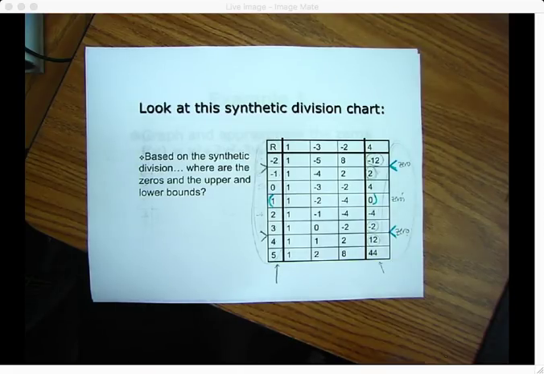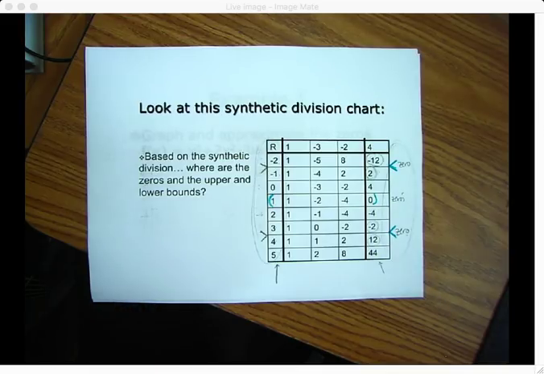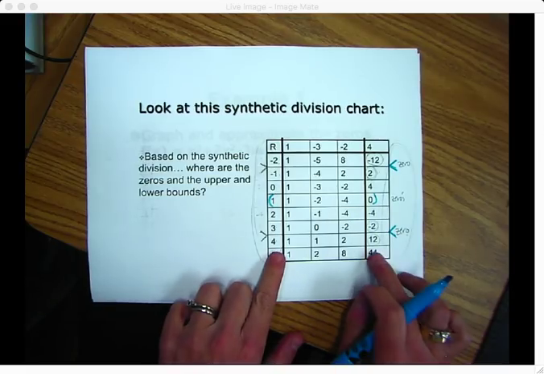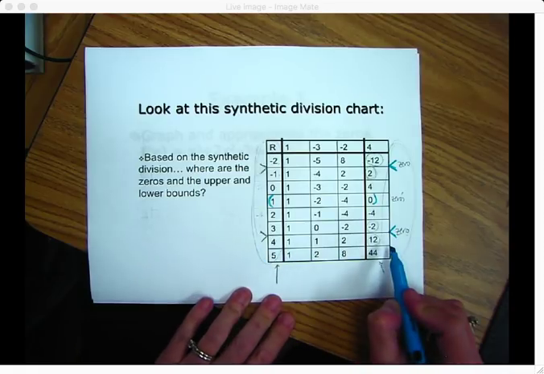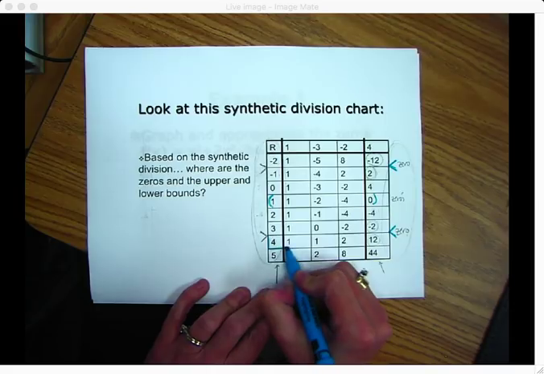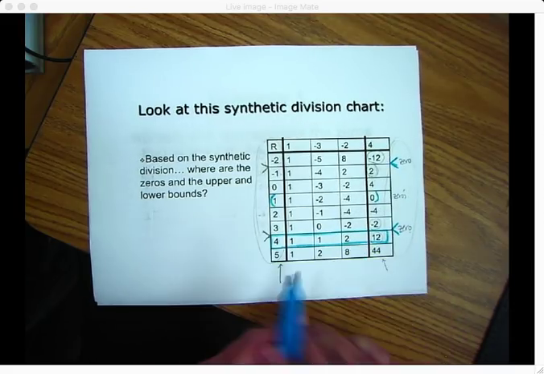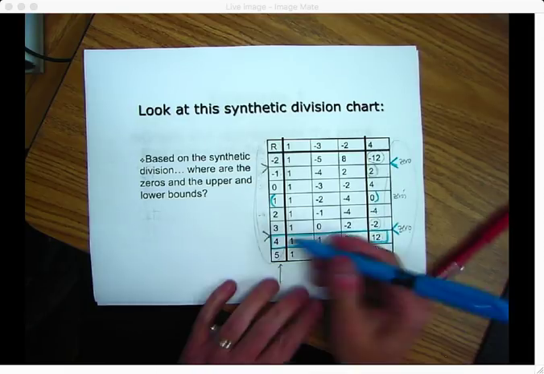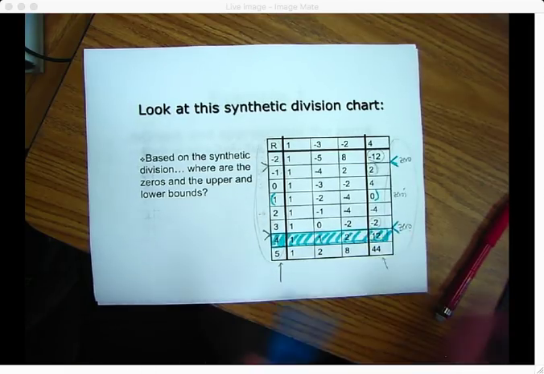All right, now you may be asking, well, how do I know how big to make it? How do I know where to stop? And that's where the upper and the lower bounds come into play. So for this one, if you're finding the upper bound, you're looking for a row where there is all positives all the way across. Right here is your upper bound. Right? And again, if you look at every single number that's in this row, all those numbers are positive.